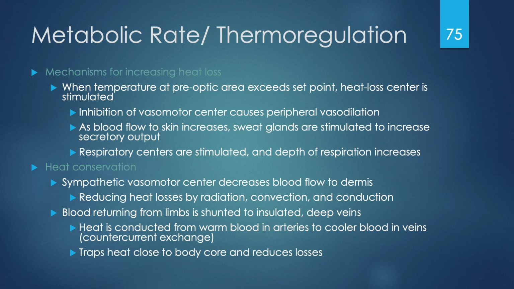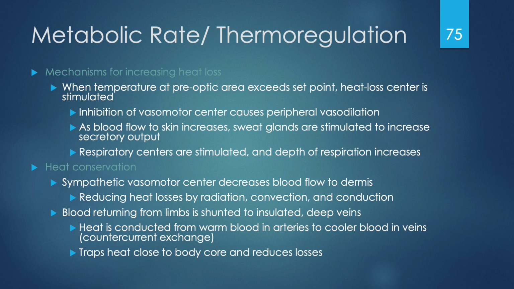Now contrast this with when we want to conserve heat when we're cold. So our sympathetic vasomotor center is going to decrease the blood flow to the dermis, which is the exact opposite. So it's going to constrict all those blood vessels, so that way we shunt blood primarily to keep our organs warm. And then also we're going to reduce heat loss by radiation, convection, and conduction.